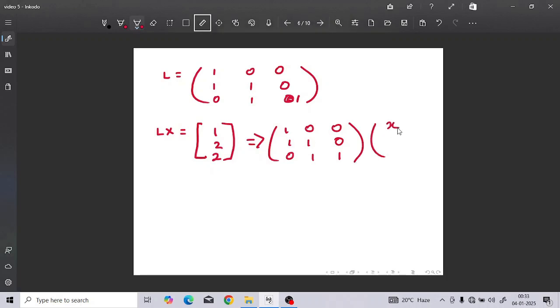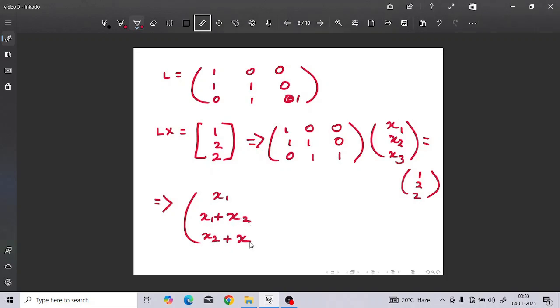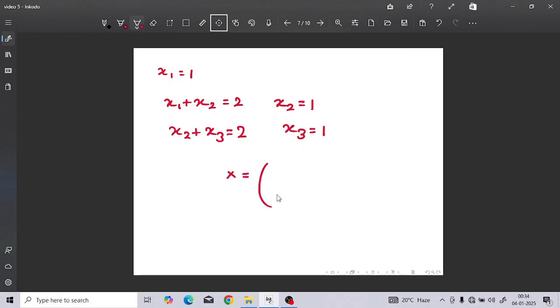Suppose the x vector is x1, x2 and x3. Our solution of the system is equals to 1, 2 and 2. Now computing this, we will get x1, x1 plus x2, x2 plus x3 is equals to 1, 2 and 2. Now if we compare both sides, we will get x1 equals to 1, and from x1 plus x2 equals to 2, if we put the value of x1, we will get x2 equals to 1. Then x2 plus x3 equals to 2, we will get x3 equals to 1. So we get that the solution of the system is 1 1 1.